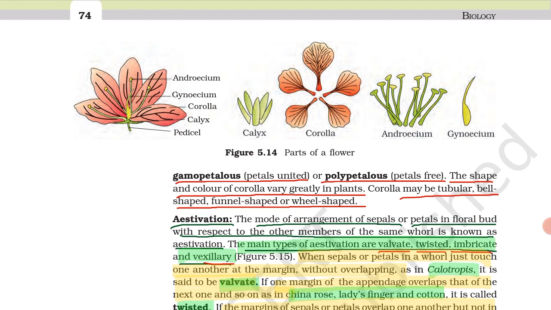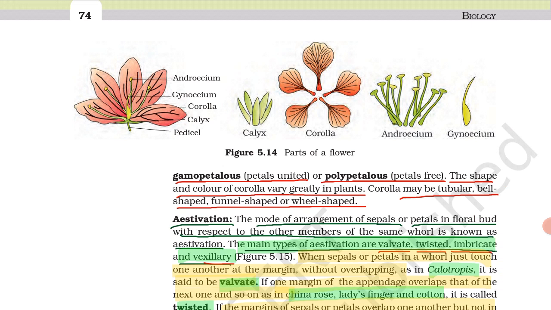Refer to figure 5.14. In these, the parts of the flower are shown very clearly. We forgot this last time. In the flower you can see the pedicel, which is the stalk of the flower. Next is the calyx, shown in green color. It supports the flower in the bud stage. It may be united or free. When united it is called gamosepalous, and when free it is called polysepalous. Next is the corolla, which is the petals. Next is the androecium, the filament and the anther above it, and the gynoecium. Next diagram is about the calyx.